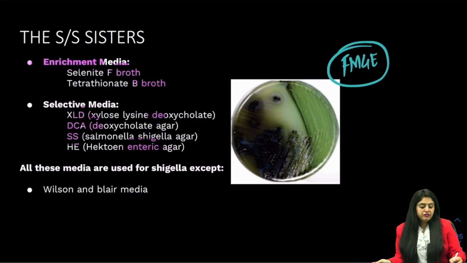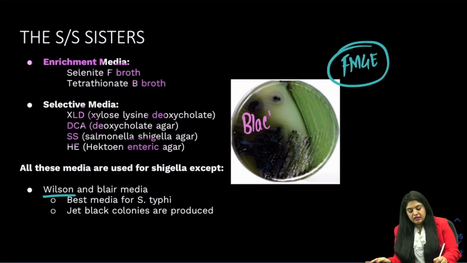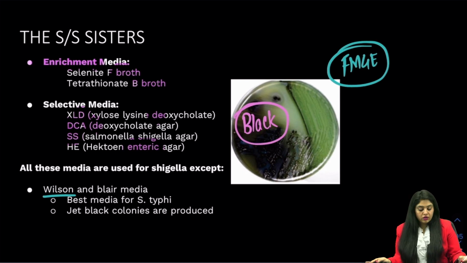So there's a boy called Wilson. Wilson is going to come and break the bond between the two sisters. The Salmonella Shigella sisters will be broken by Wilson and Blair, because these Salmonella Shigella sisters are broken how? Because firstly, Wilson and Blair media are gonna create a black color colony. And this is one of the best media that you have for salmonella. So salmonella is going to go away with Wilson.